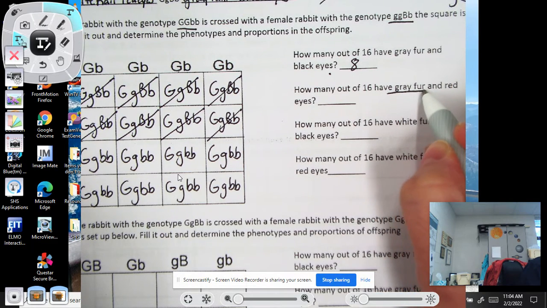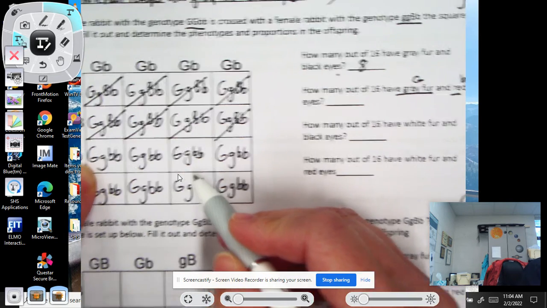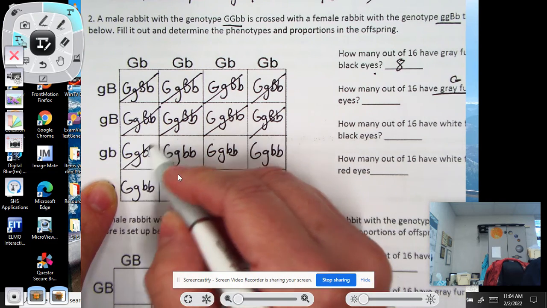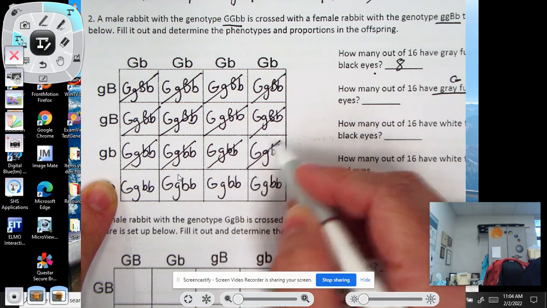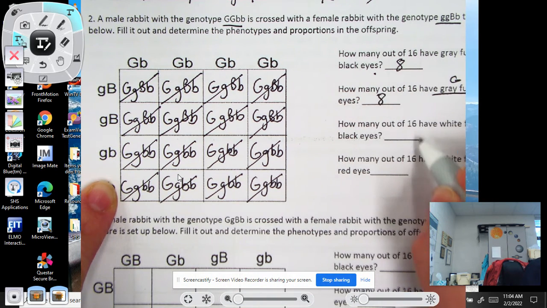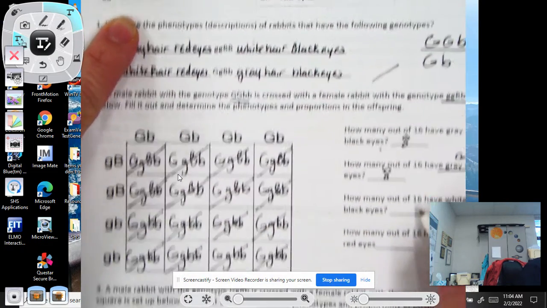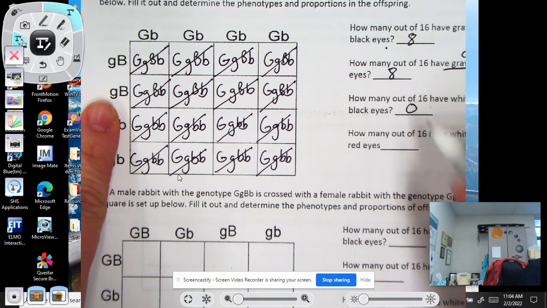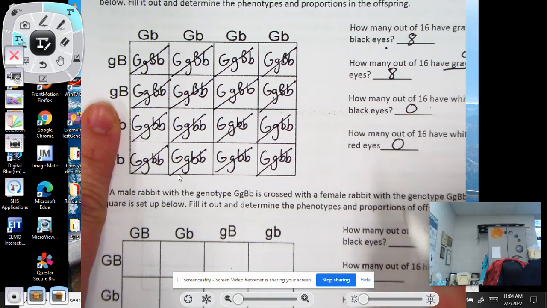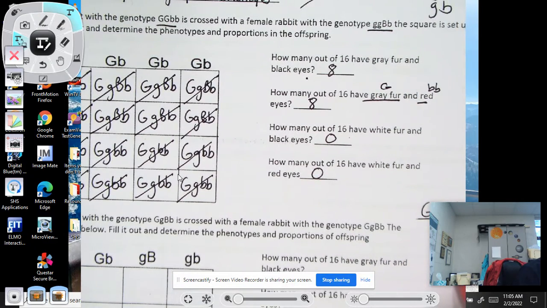How many have gray, and that's again the capital G, and red eyes? This is all little b's. So that's all these down here. 1, 2, 3, 4, 5, 6, 7, 8. How many have white fur, little g? There you go. And that would be none. And how many have the white fur, red eyes? That's none. Okay. So that's how we answered that question. It's done. That was a pretty easy one.